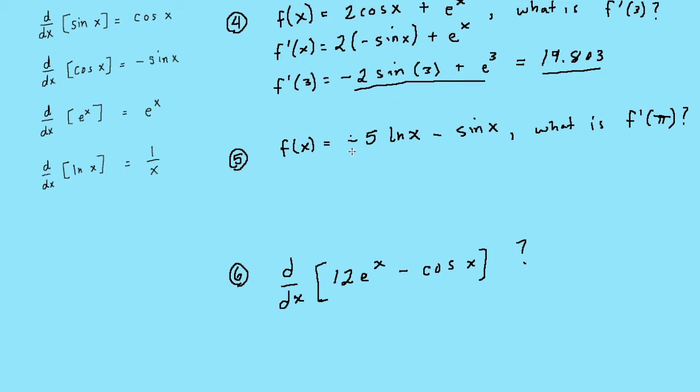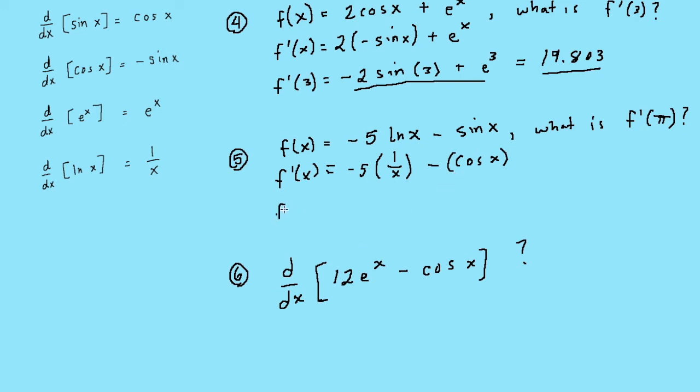All right, number 5, we have negative 5 times natural log x minus sine x. So what is f prime of pi? So first we'll find f prime of x, and we'll say that f prime of x is equal to negative 5 times the derivative of natural log of x, that's 1 over x, minus the derivative of sine x, which is cosine x.